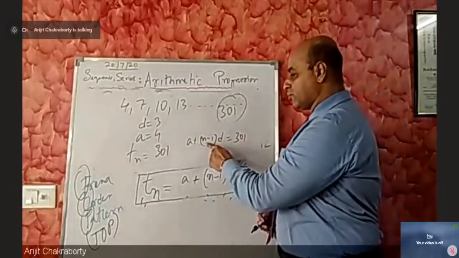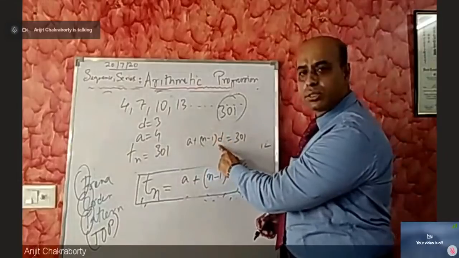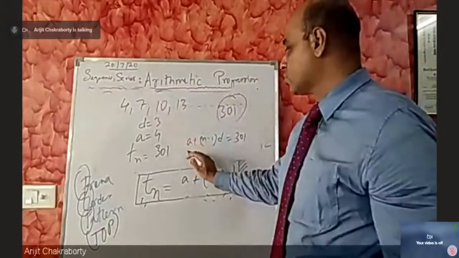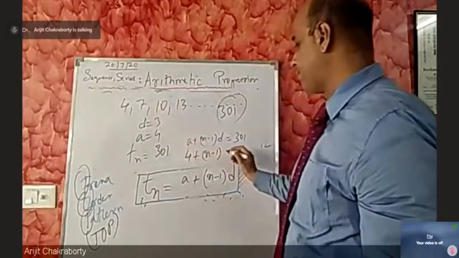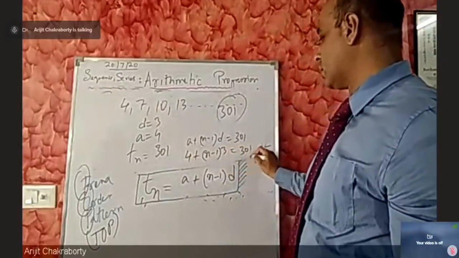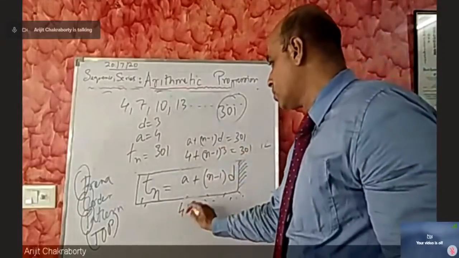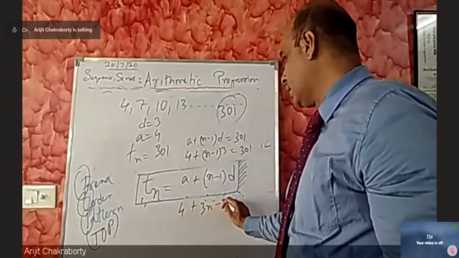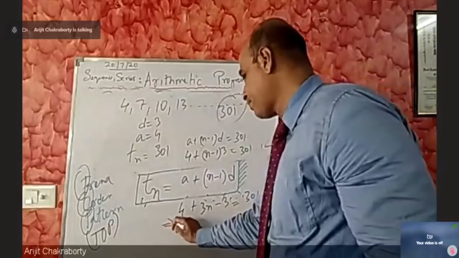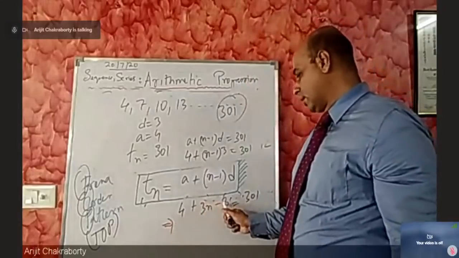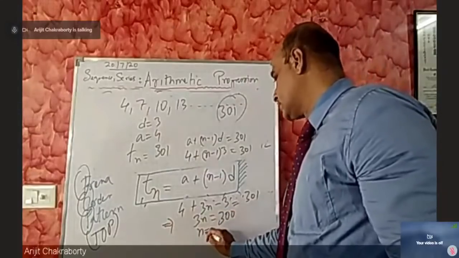We don't know the value of n, but we know the value of A and the value of D also. A is 4, so 4 plus n minus 1 into D. D is 3. This is 301. So if you simplify, it becomes how much? 4 plus 3n minus 3 equal to 301. That means 4 minus 3 is 1, so 3n equal to 300. That is, n is equal to 100.